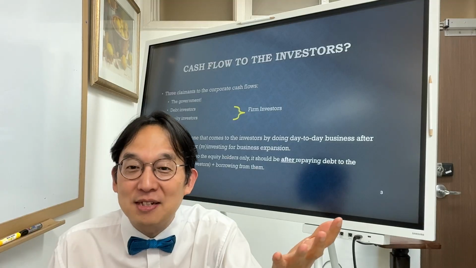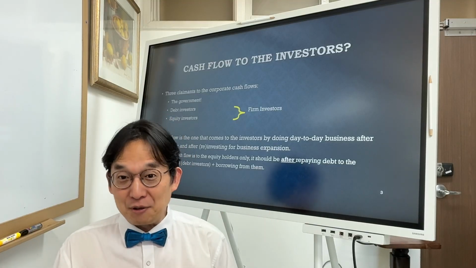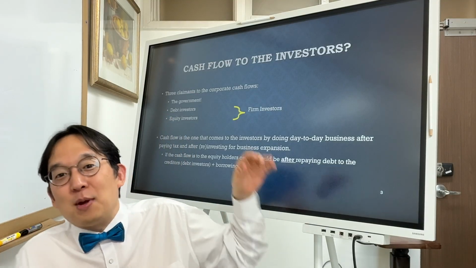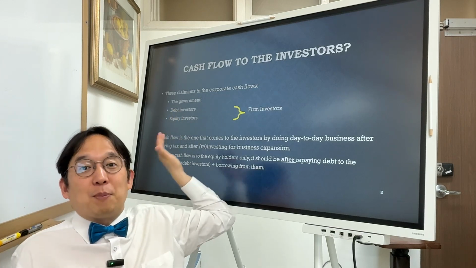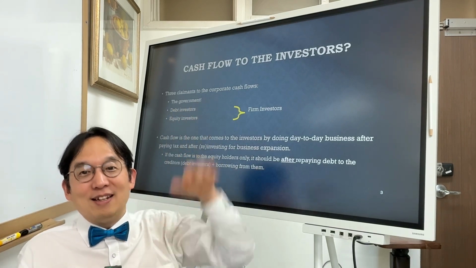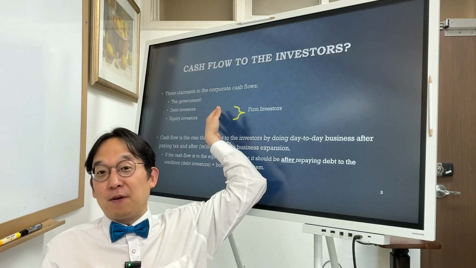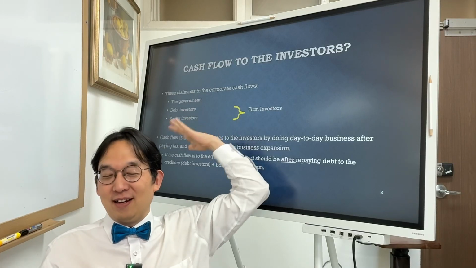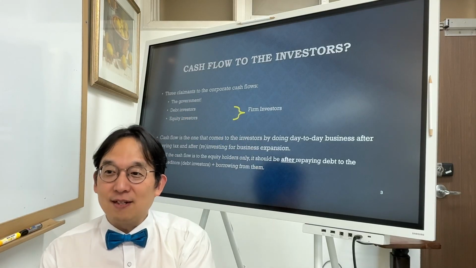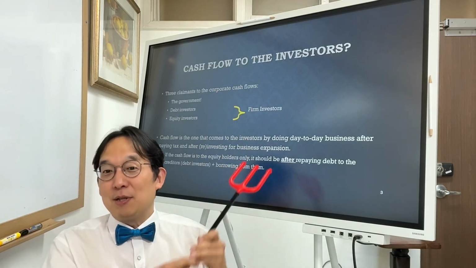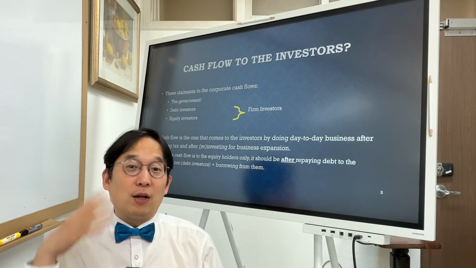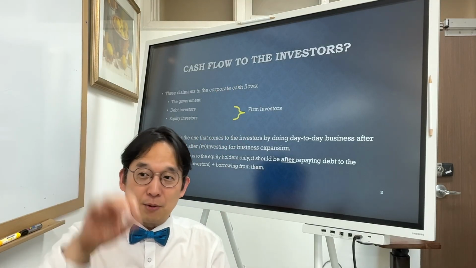So you are taking high risk and expecting high return out of it. In contrast to equity holders, debt holders are protected by law, right? So it's a safer investment, low risk, low return. And those are the three claimants of the cash flow. Please remember: government, debt holders, and equity holders.